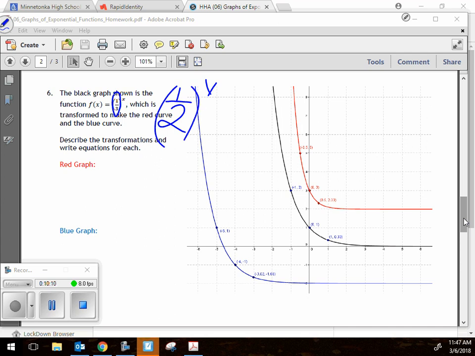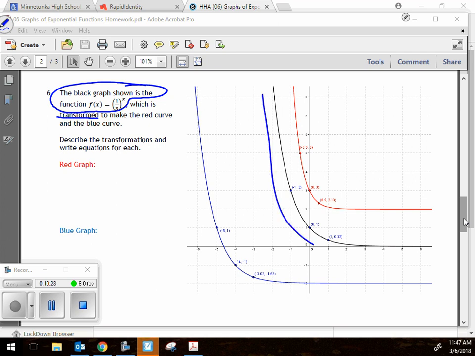All right, so then here's the toughest part. I'm glad I did scroll down. I forgot about this kind. It tells me something important here. The black graph shown is this function, which is transformed to make the other ones. So the black one's the parent one. There's my parent one.